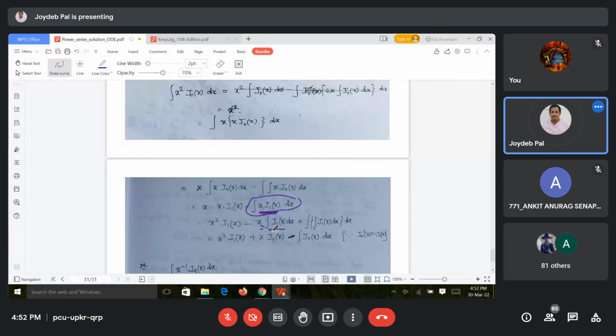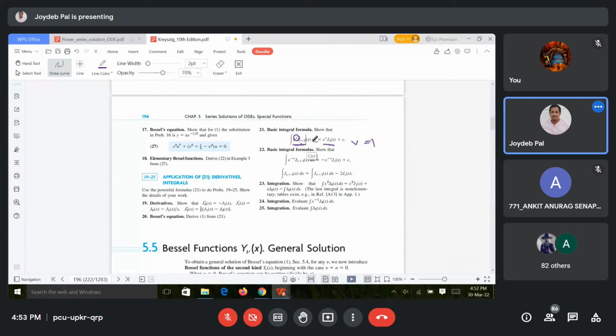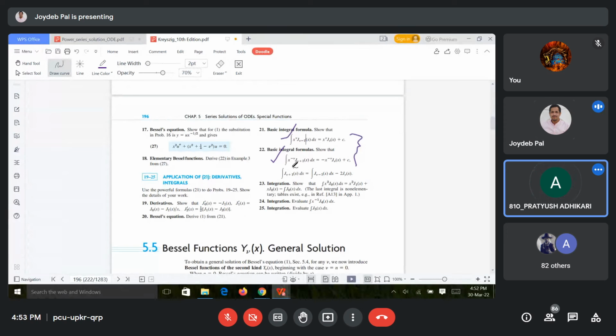Now integration J1 x, is there any formula for it? Think about these two formulas and any particular value of nu. In the second formula, if you put nu equal to 0, then it will be integration J1 x, and it is what?